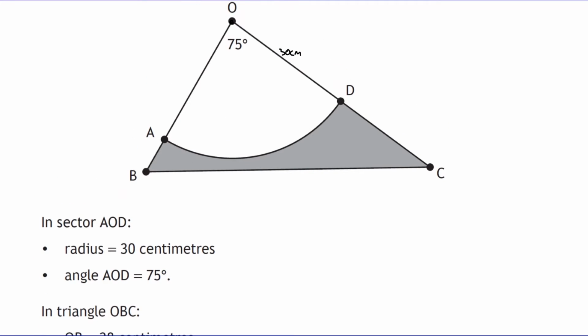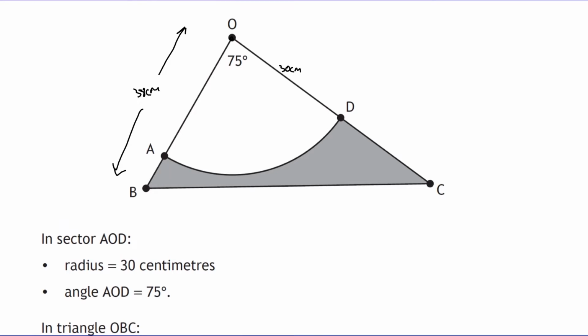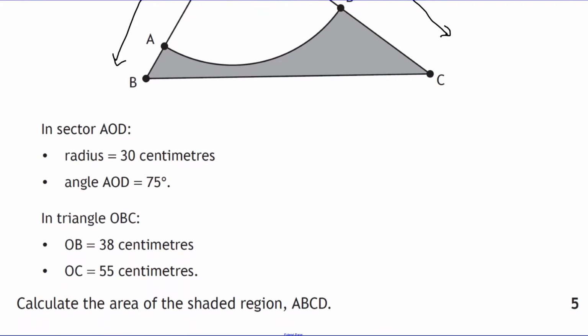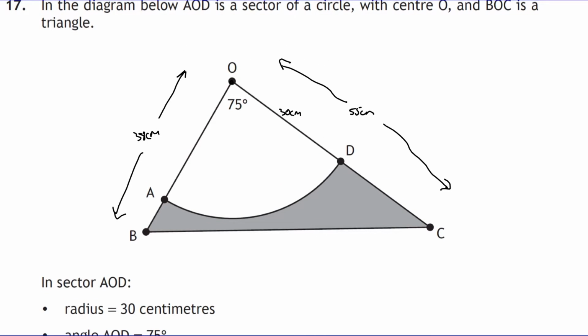So let's add that into the diagram. O to B, all that distance there is 38 centimeters from the very top to the very bottom. And O to C is 55. So O to C, that whole thing is 55 centimeters from the very top, from O all the way down to the very bottom. Great. And calculate the area of the shaded region. Okie dokie. So it's going to be a sector area to start off with.